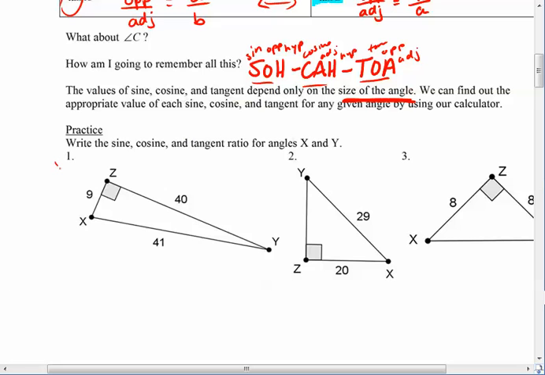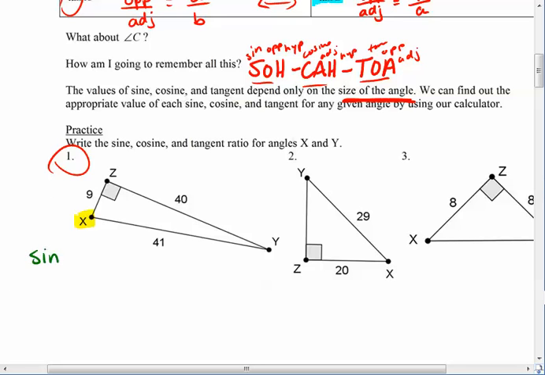Write this. I'm going to do number 1. It says write the sine, cosine, tangent ratio for angles x, y, and z. Okay. So for angle x, here's angle x. I'm sorry, we're not going to do it for z. We're only going to do it for x. I misspoke. Okay. Let's do angle x.